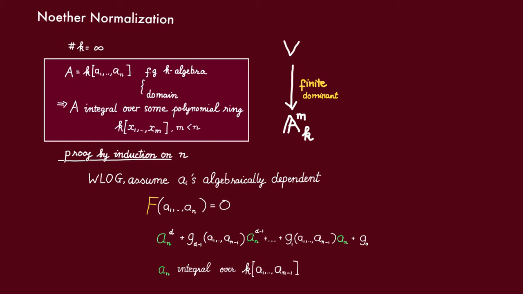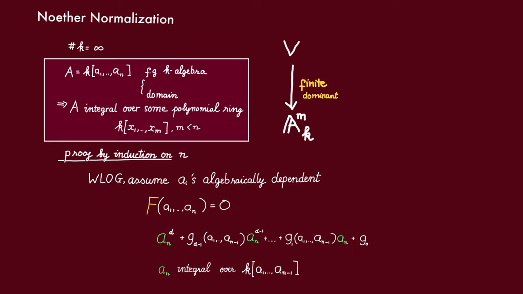For that, we need to use the following theorem called Noether normalization. It says that every finitely generated k-algebra that is a domain must be integral over some polynomial ring. This is not hard to prove using induction, because for example, if the a_i are already algebraically independent, then A itself is a polynomial ring.